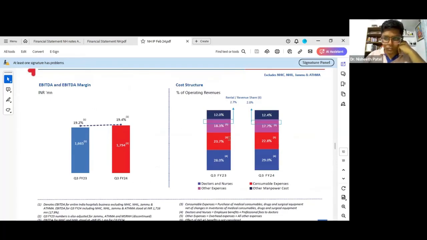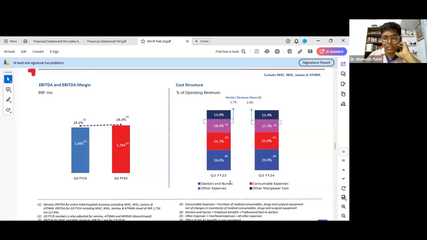So if you can see, they have an EBITDA margin of around 19.20% in the last year. Now they have 19.4%. So more or less the same over the year, it is a flat kind of thing. But they have widely distributed this cost structure.